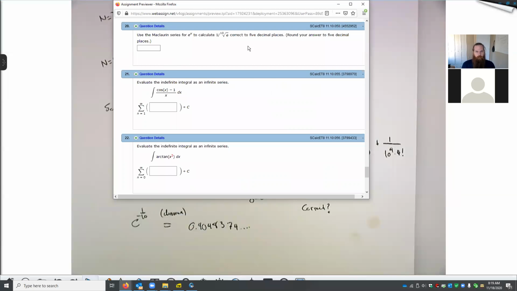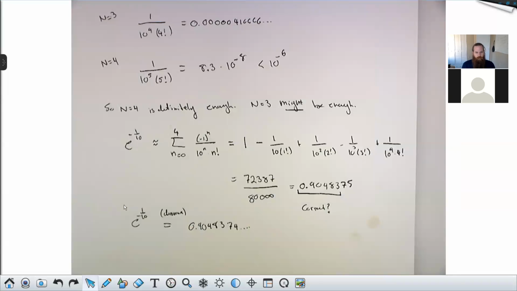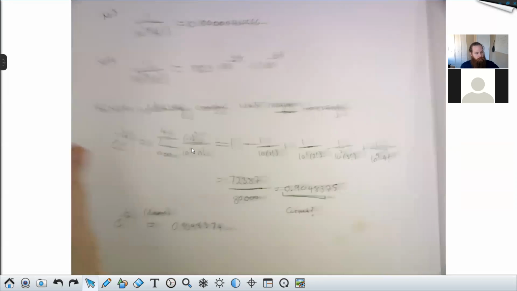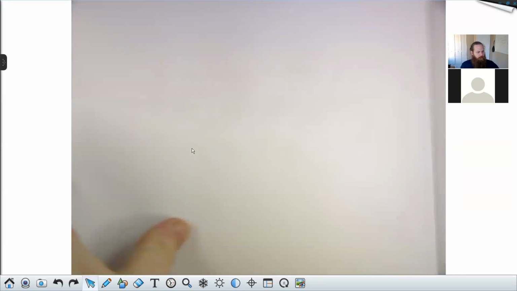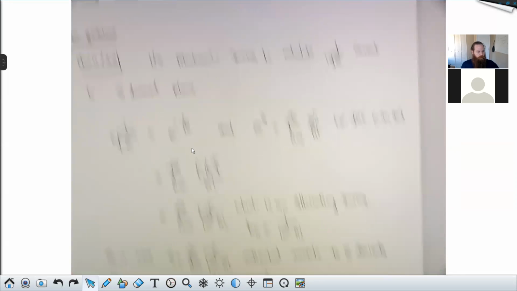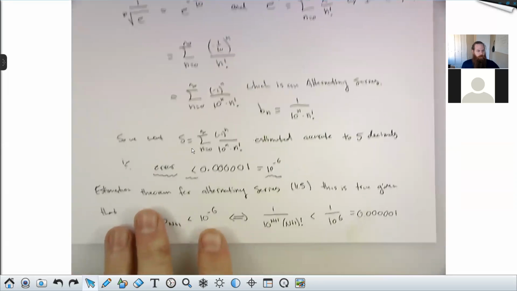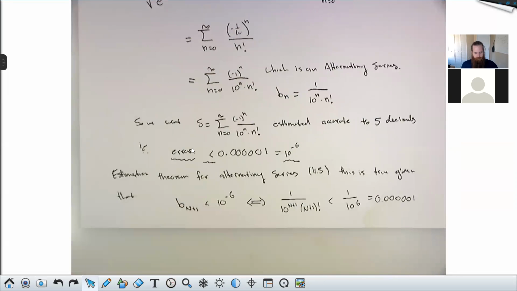So this is a good problem, right? They just want us to give them the value of this thing accurate to 5 decimal places. Of course, you can cheat this, just feed it this number. But the whole point is to see this theorem in action. So you come up with your series representation for this number by plugging negative 1/10 into the series for e to the x. Then you use the estimation theorem for alternating series to figure out how many terms of that series you need in order to get the desired accuracy.